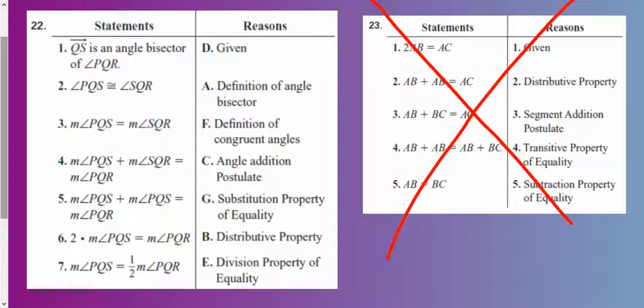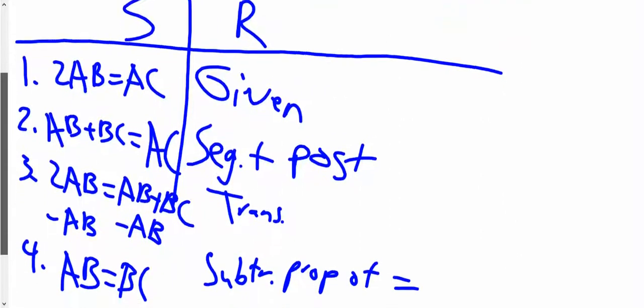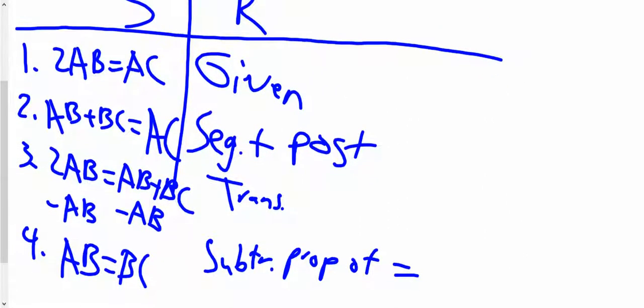And I have 23 crossed out. You can use this here. I did it slightly different than the book. Here's how I did it. A little bit different, but both proofs would be okay. This just kind of makes a little more sense to me, so I did it this way.